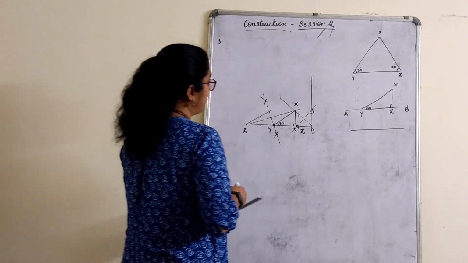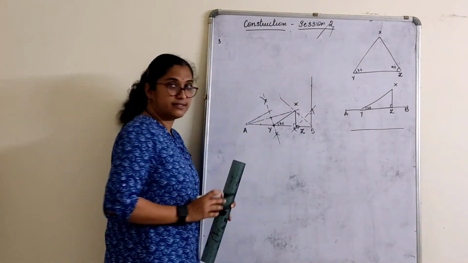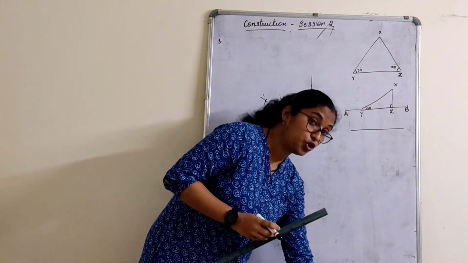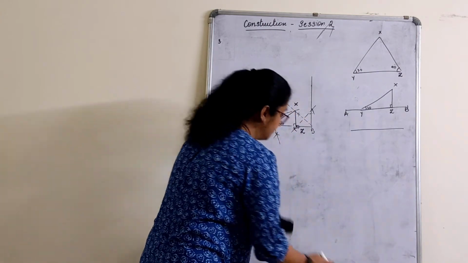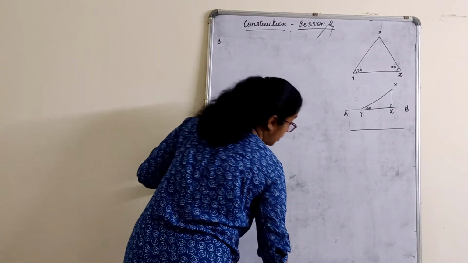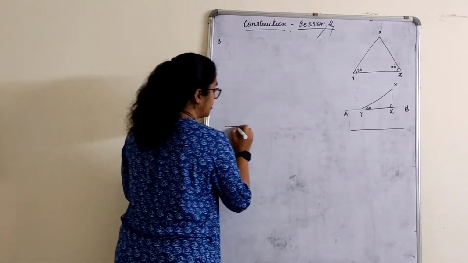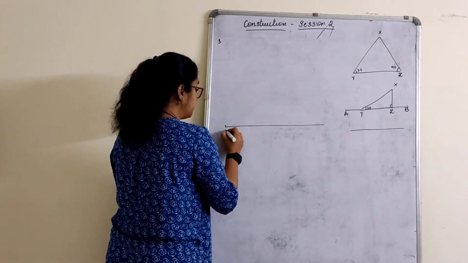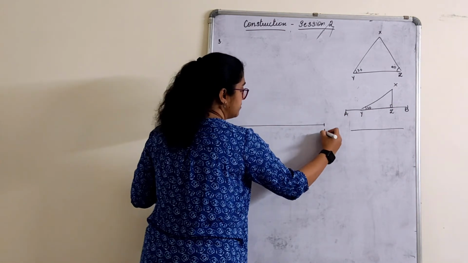So if you take a protractor and measure, children, you will get it right. Now roughly I'll show you once again the construction. You will understand. So basically, first we will draw the base as perimeter AB, 11 centimeter.